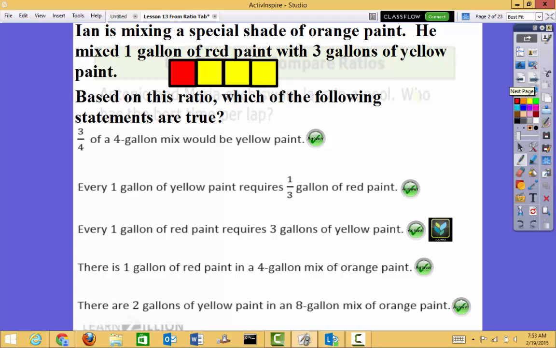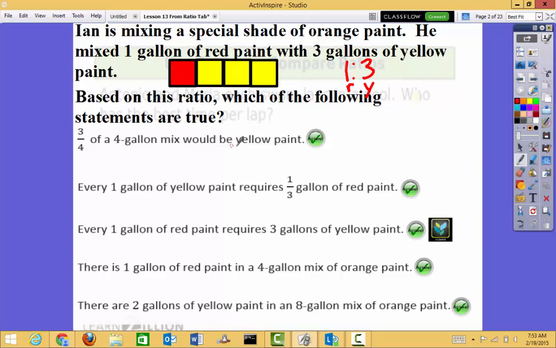Ian is mixing a special shade of orange paint. He mixed 1 gallon of red paint with 3 gallons of yellow paint. Based on this ratio, which of the following statements are true? So before we start, let's look at our possible ratios. Well, one I have is 1 to 3, and that is my red to yellow. So that's what I'm going to start at, and then let's look at the problems we have.